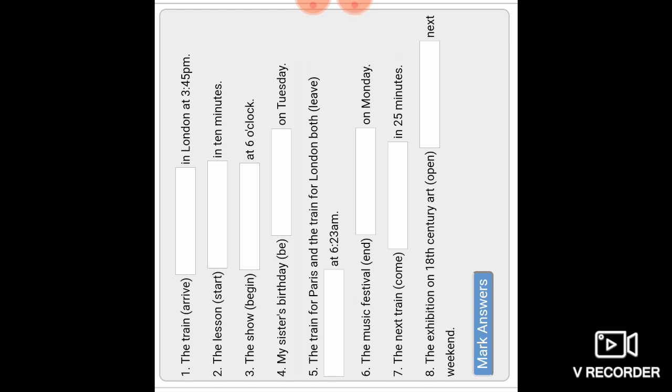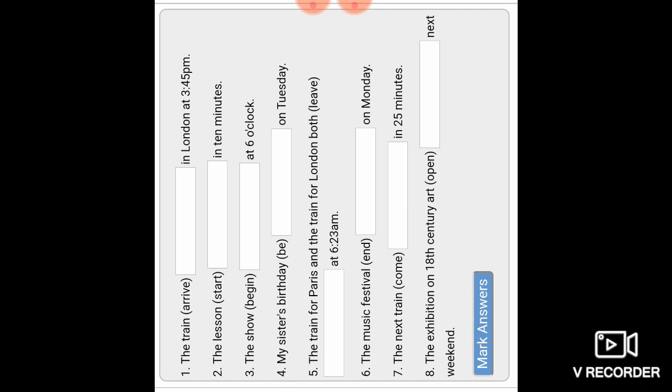So time's up. Let us check the answer. Number 1, the train arrives in London at 3:45 p.m. So the subject, the train, right? The train is the subject. And of course, it is a third person singular.